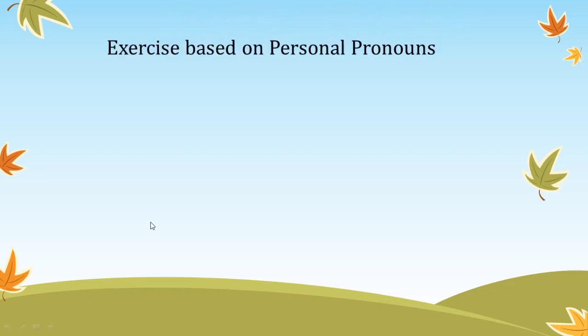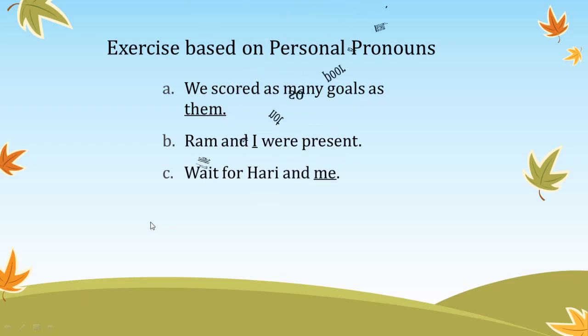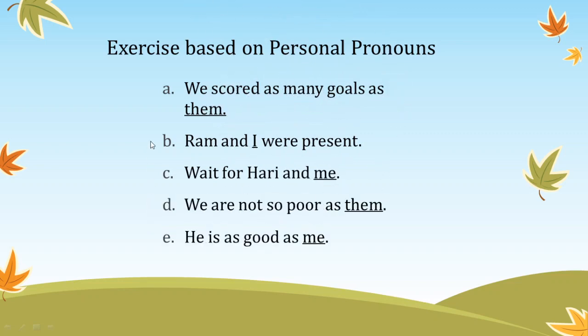Now, some questions based on personal pronouns. We scored as many goals as them. So we is in the first person and them is in the third person. Next, Ram and I were present. Wait for Hari and me. We are not so poor as them. Plural, so both words are plural. He is as good as me.